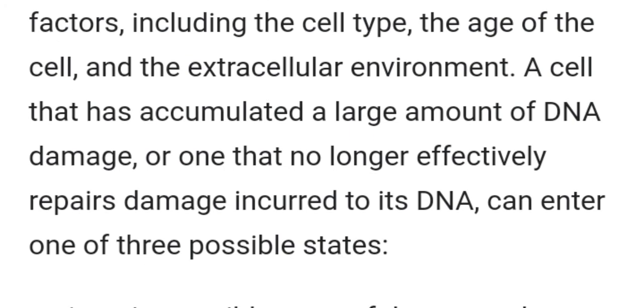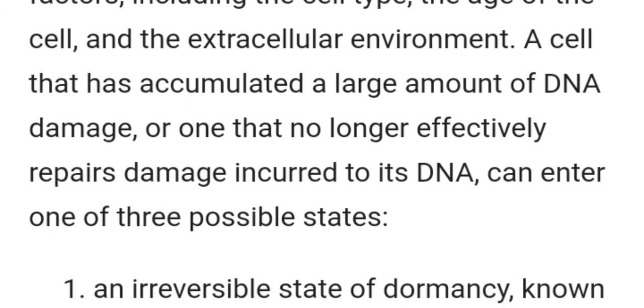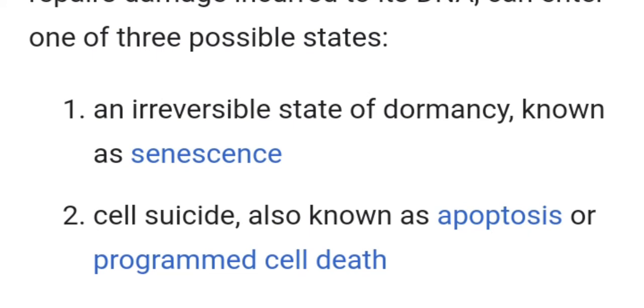A cell that has accumulated a large amount of DNA damage, or one that is no longer effectively repairing damage incurred to its DNA, can enter one of three possible states. Suppose a cell has a large amount of DNA damage, and no repair mechanism can correct that damaged DNA. Then what will happen? The fate of that cell may be one of these three. One is an irreversible state of dormancy known as senescence. Senescence is also called biological aging. It is the gradual deterioration of your functional characteristics.